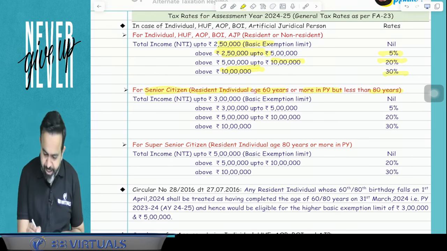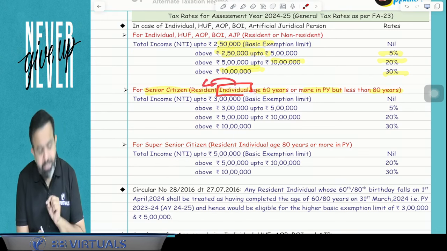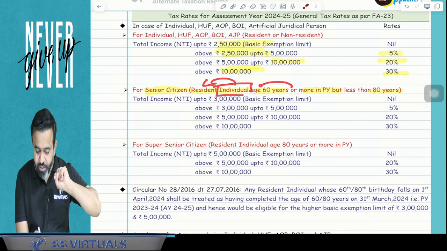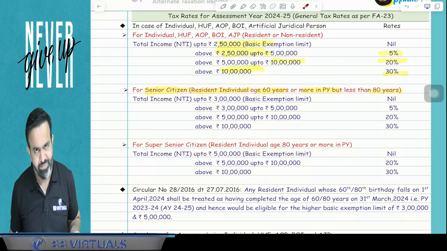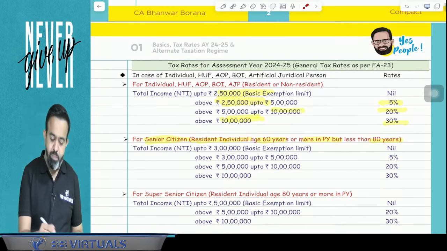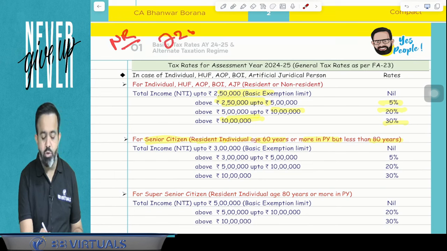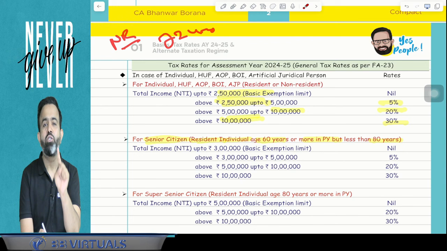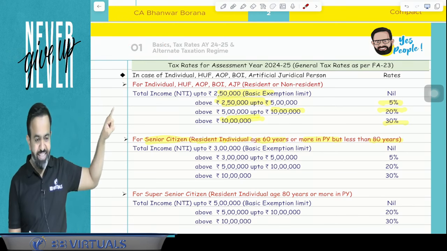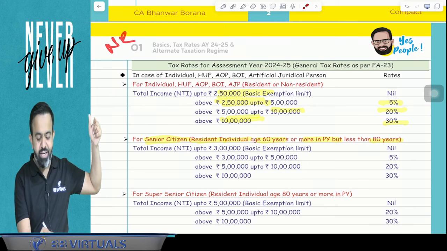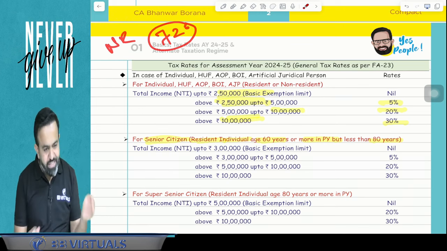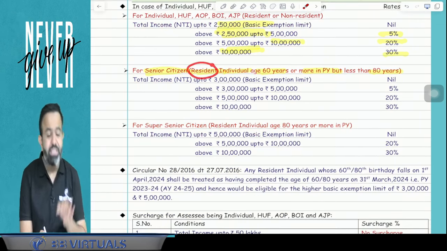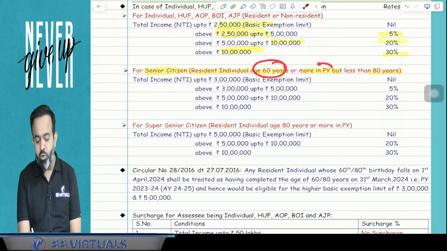Here, try to understand. Here, law says that senior citizen means, first point, that person is an individual and that should be a resident individual. And resident individual age 60 years or more in your previous year, then that person will be treated as senior citizen. Guys, it means suppose there is one person, that person is non-resident and has the age of 72 years, then also that person is not a senior citizen. What I am saying is that if any person is a non-resident having age of 72 years, then also that person is not a senior citizen. Because senior citizen means resident individual age 60 years or more in your previous year.